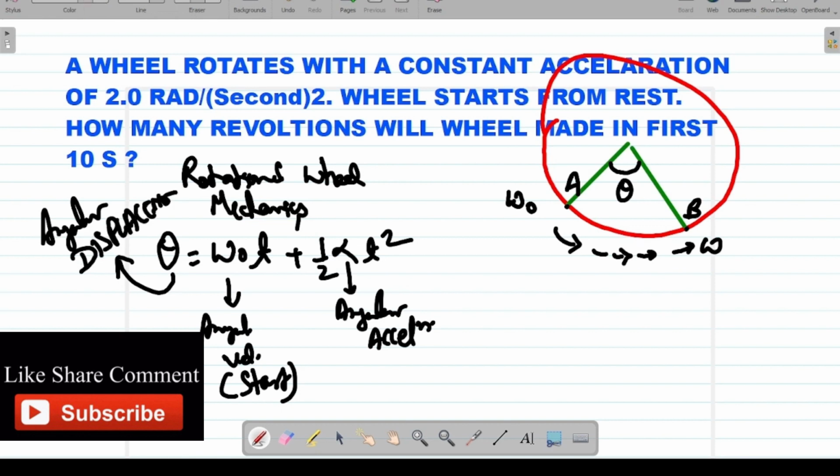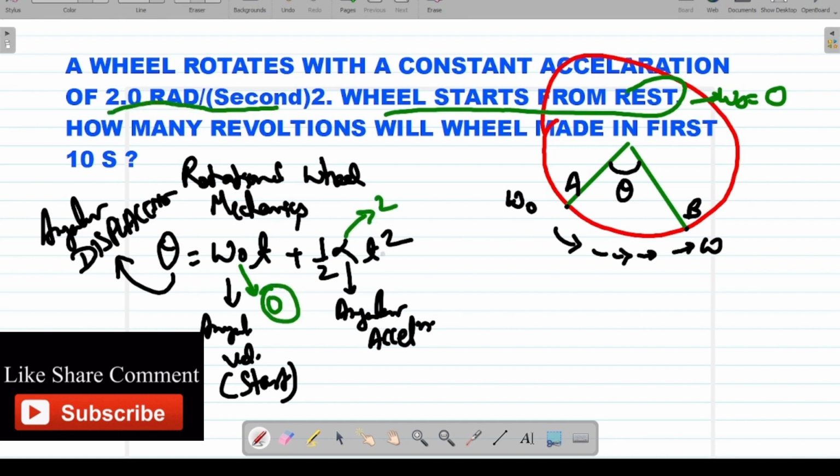Here the wheel rotates with a constant acceleration of 2 radian per second square. The wheel starts from rest. So we can say the wheel starts from rest. Okay, from rest. That means omega 0 is equal to 0, right? So here omega 0 can be put as 0. And angular acceleration you can see is 2 radian per second square. So the value of alpha is 2, right? And it's asking how many revolutions will be made in the first 10 seconds. So time is equal to 10 seconds. So here t will be 10.